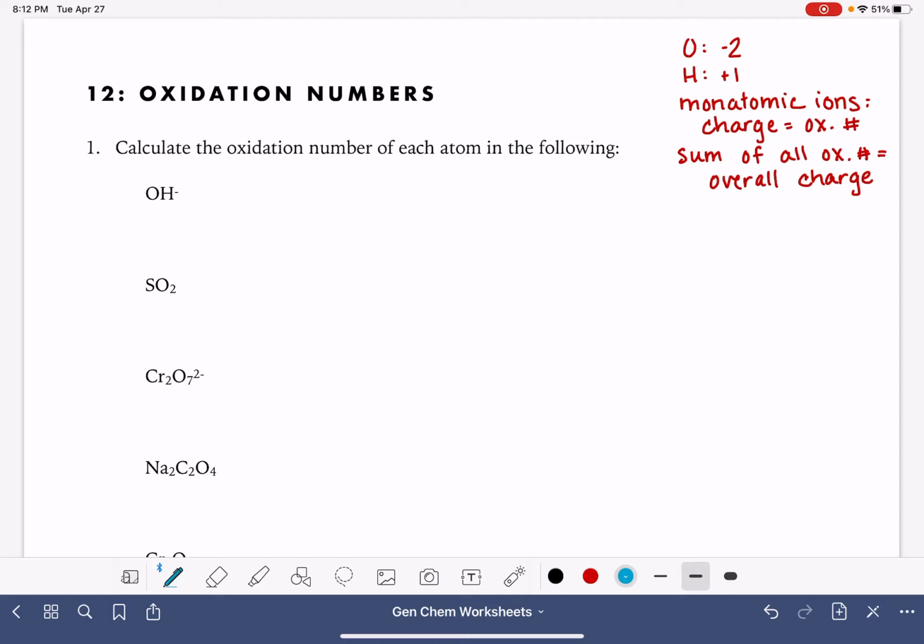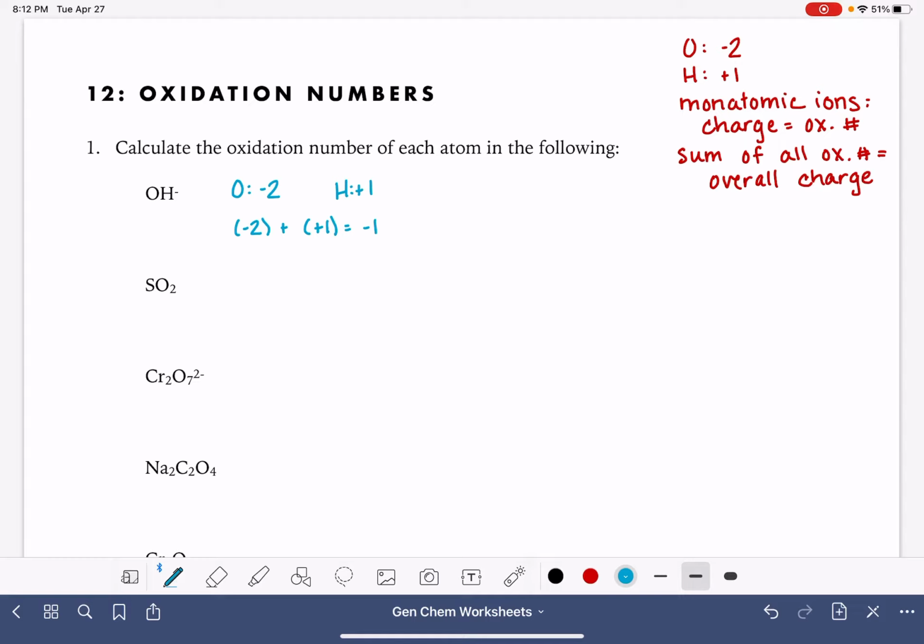For the first one, we're looking at OH minus. This one's relatively easy. Oxygen is almost always a -2. Hydrogen is almost always a +1. If we add up these oxidation numbers, -2 for oxygen plus the +1 for hydrogen, that equals a total of -1, which is the charge on this compound. So that one's pretty straightforward.